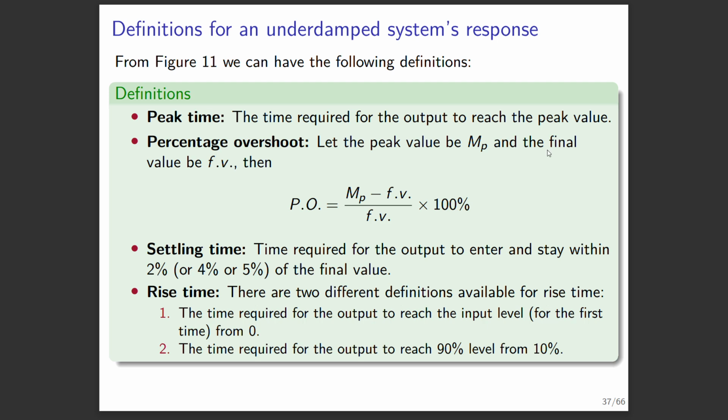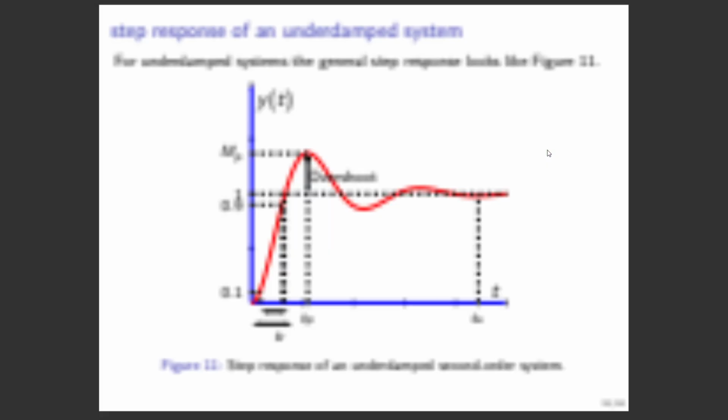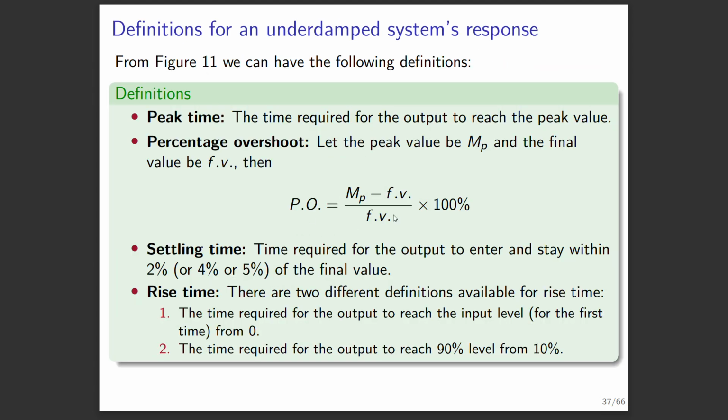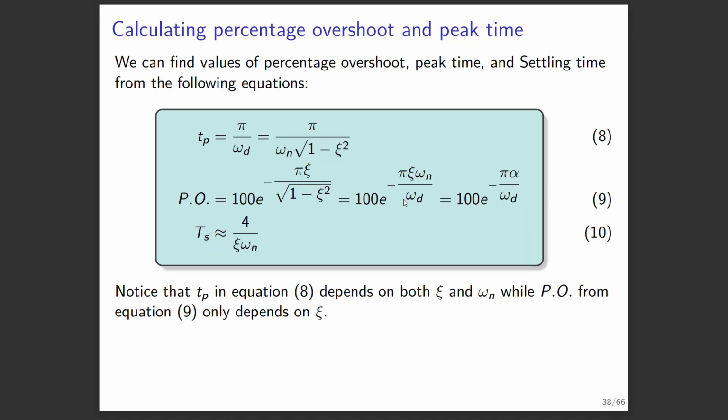Previously, we studied definitions that we use to study underdamped systems, so overshoot, rise time, and settling time. We saw the equation that defines percentage overshoot. Now, we want to see how to find them if we have the parameters of a second order system, like damping ratio, zeta, or undamped natural frequency, or damped natural frequency. So these are the equations that give us the value.